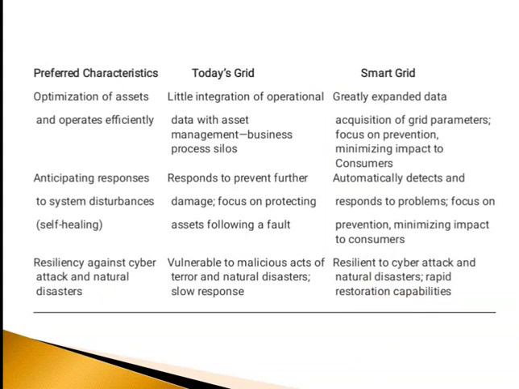Then the next parameter is anticipating and responding to system disturbances, which we call self-healing. Self-healing capacity has a very slow response in today's grid, because it is vulnerable to malicious acts of terror and natural disasters. Slow response is there in today's grid. But as far as the smart grid is considered, it is very much resilient to cyber attacks and natural disasters. So rapid restoration capabilities are there in the smart grid. This is the comparison between today's grid and the smart grid.